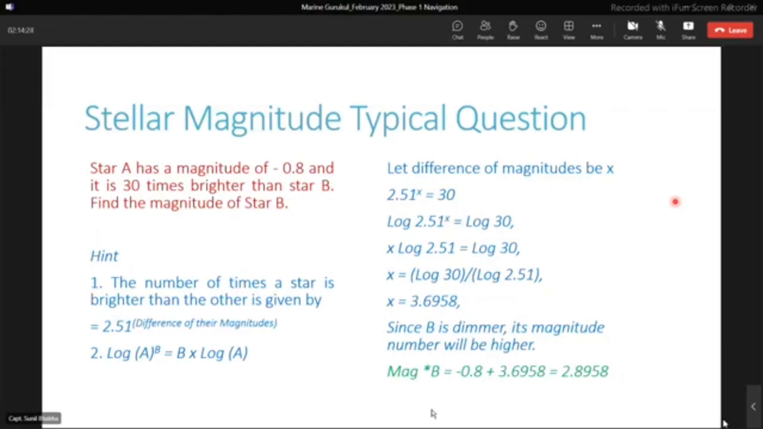Sir, is there any application for these questions, or will it be direct? No beta, there is no application. They are pretty simple and straightforward. So this was a little tricky because of the log formula. Otherwise, these are very simple questions. Oh, okay. Okay, so moving ahead now.